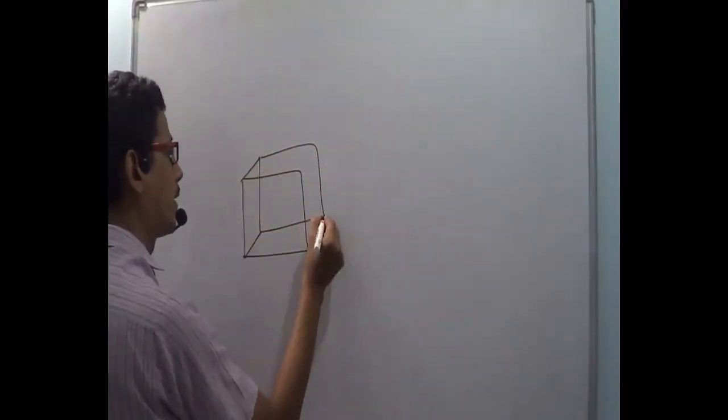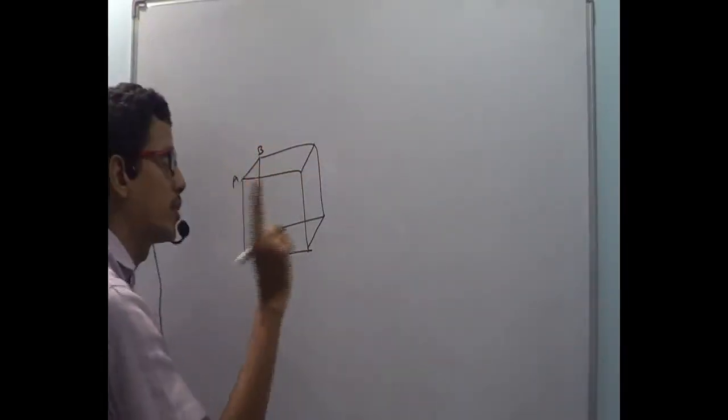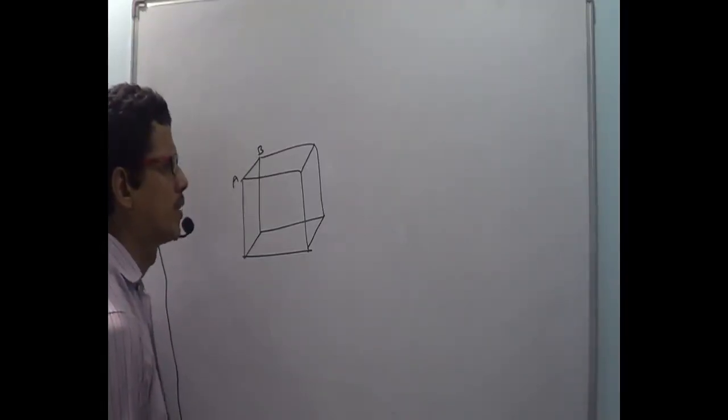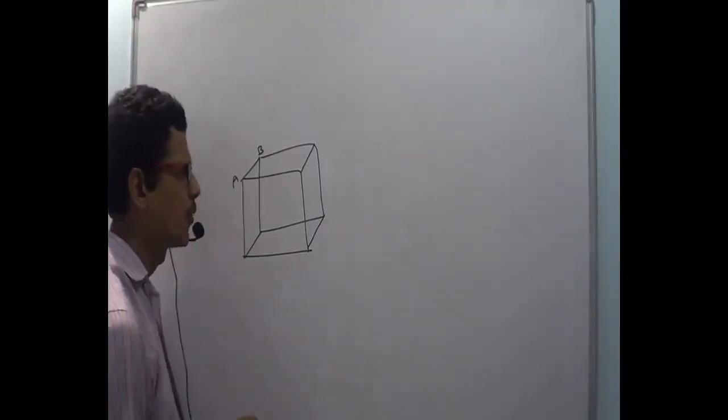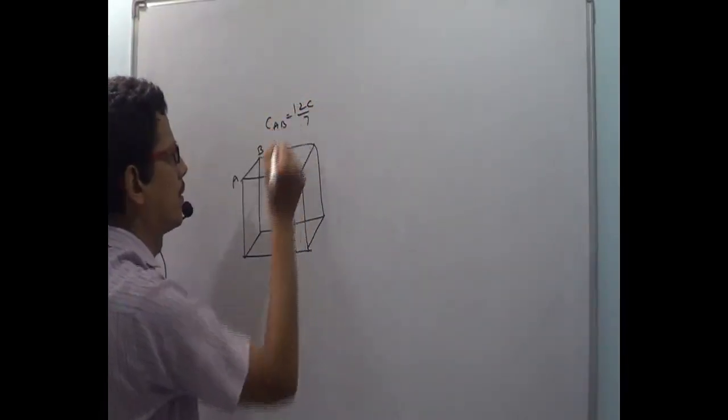So I need to find the effective capacitance between the edges, one edge of a cube. Do you understand? So I need to find some symmetrical points. The answer is 12C by 7, the effective capacitance between A and B.